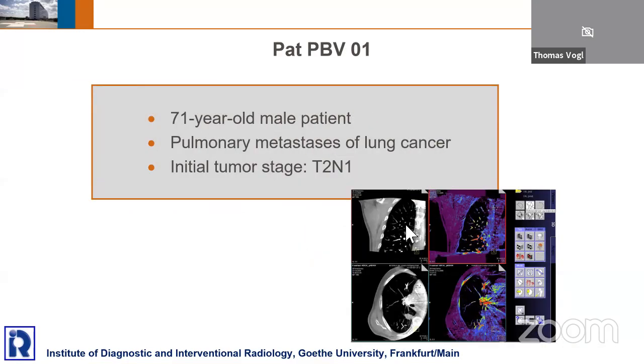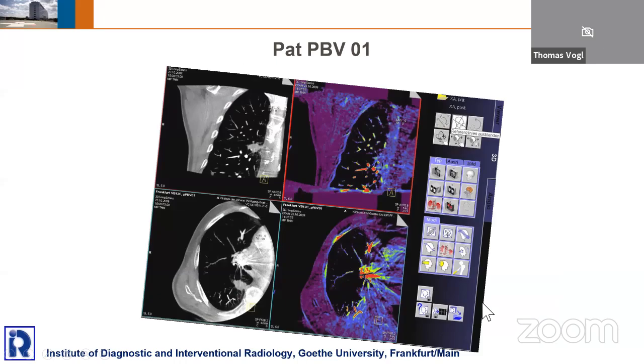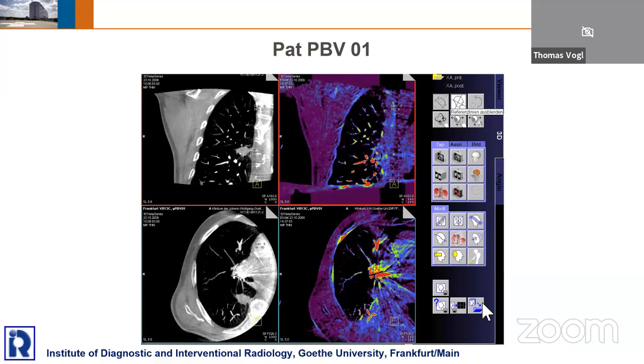I want to share an example with you. A 71-year-old male patient. He had pulmonary metastasis from lung cancer. Initial tumor stage was T2 N1. Here you see the Dyna-CT, out of the angiographic unit, and you see the tumor itself, the recurrent tumor, which is presented here. And in the blood volume analysis, you see that there is a high degree of vascularization in the hilus, while the tumor itself, which is shown here, has a lower permeability.